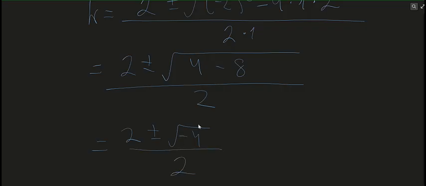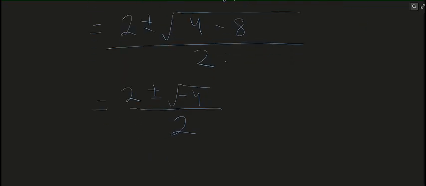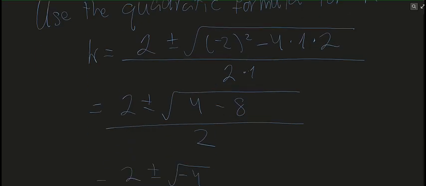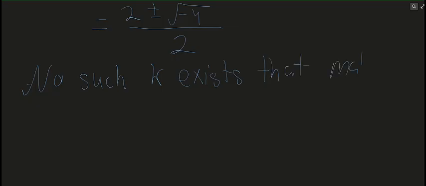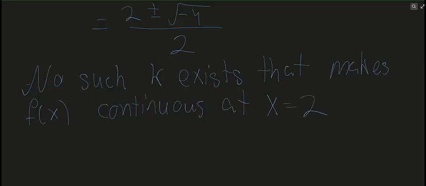Okay, well, we have this unfortunate situation where we have the square root of a negative number. Like we said, the second rule of the three cardinal rules of domains of definition in this class is thou shalt not take the square root of a negative number. The square root of negative 4 is not a real number. It's outside the scope of this class. Conclusion: there is no such k. We tried to solve for k, and we ended up with a k that looks like the square root of a negative number. So no such k exists that makes f of x continuous at x equals 2, which is a perfectly legitimate answer.